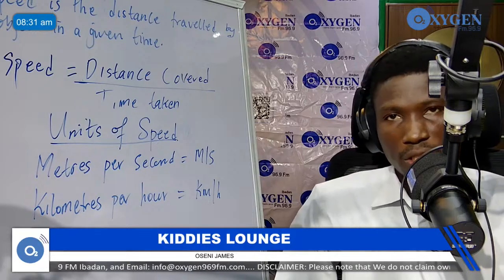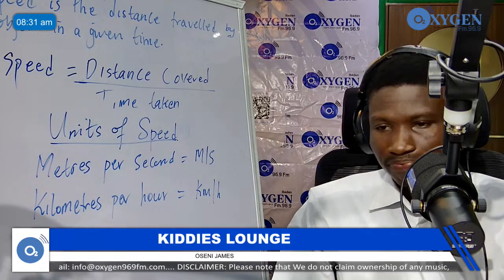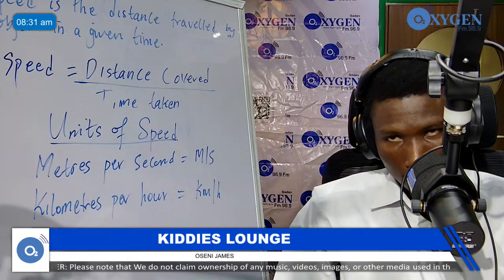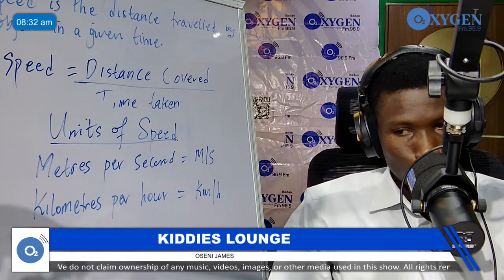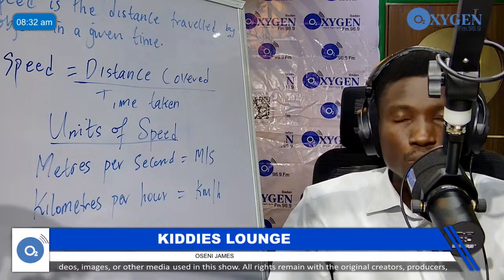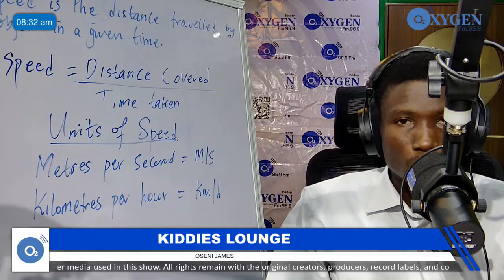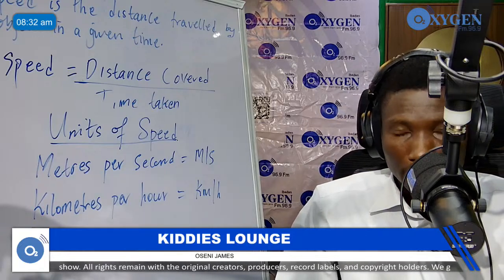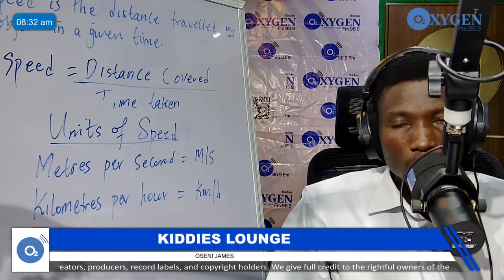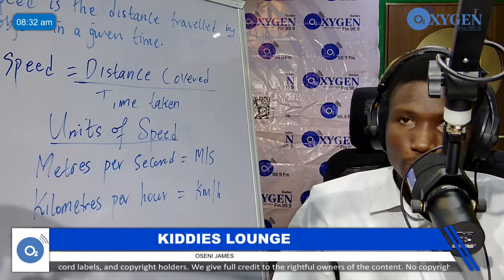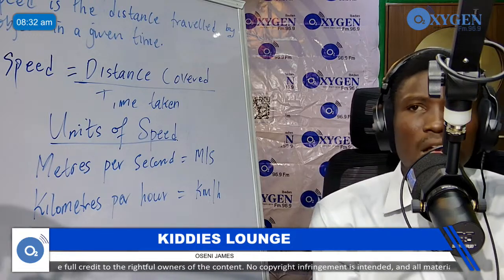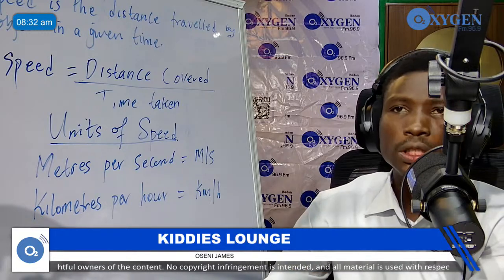Now, let's quickly solve this problem. We are to calculate the speed of the car. The car traveled 120 kilometers in 2 hours. When you are given a question like this, the first thing to consider is the data you are given. What are we given? We are given 120 kilometers as well as 2 hours. How do we know which one is our distance and which one is our time?